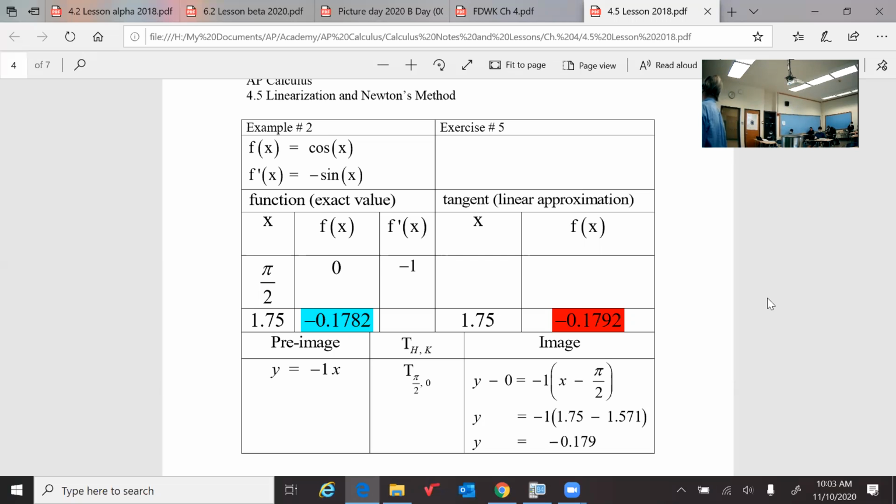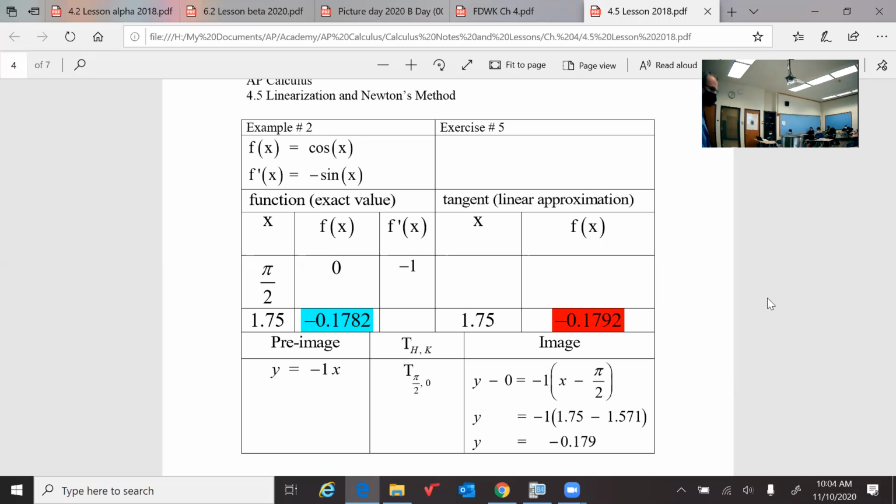We have to slide it. This is the magnitude of the slide: pi over 2 to the right of 0. You get this. So to approximate 1.75, we put 1.75 for our x. That gives us the approximate y. So we estimated pi over 2 to 3 decimal places. We're saying y equals negative 0.179.